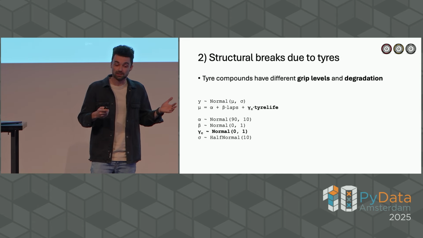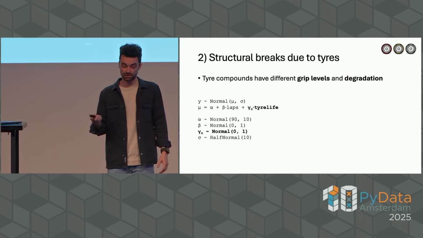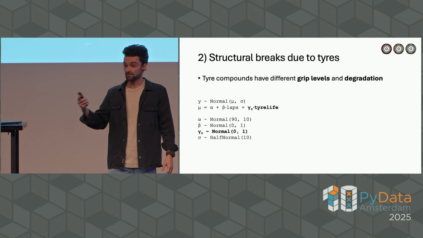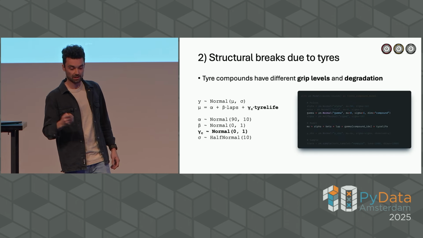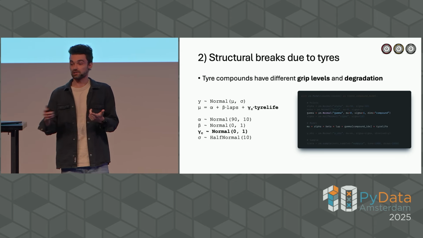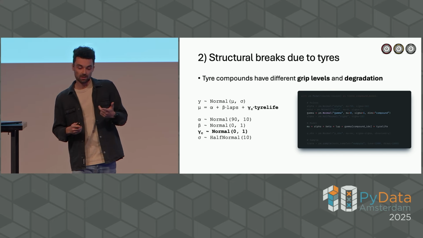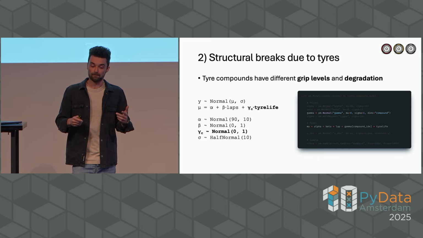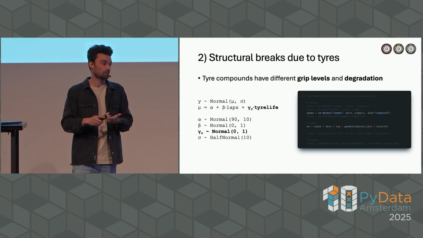We have different tires. Different tires have different grip levels and different degradations, so we add this as an additive component to our model. Here we add a gamma to the model. In the code, it looks like this. Two extra lines, one for the prior, and we extend our model definition with a gamma. We also put the compound index there because we actually add two different gammas, one for the medium tire and one for the hard tire.